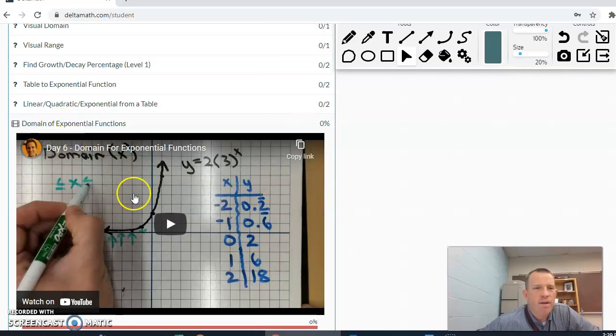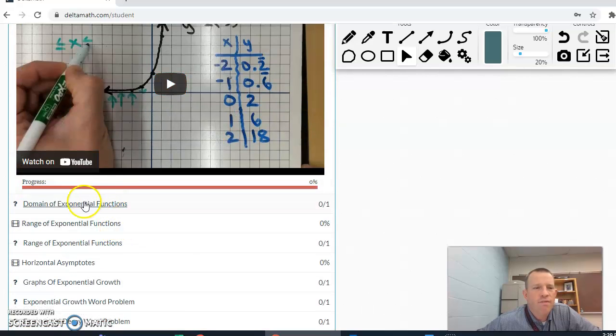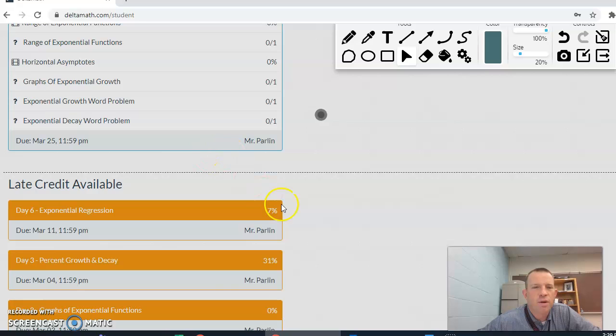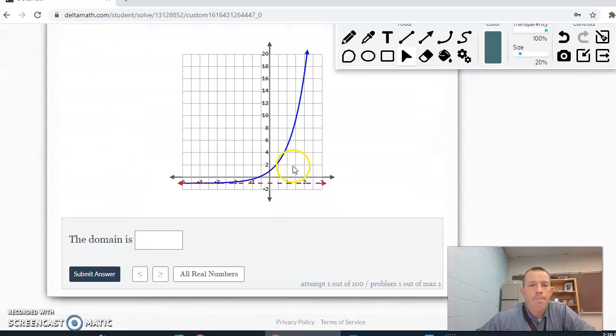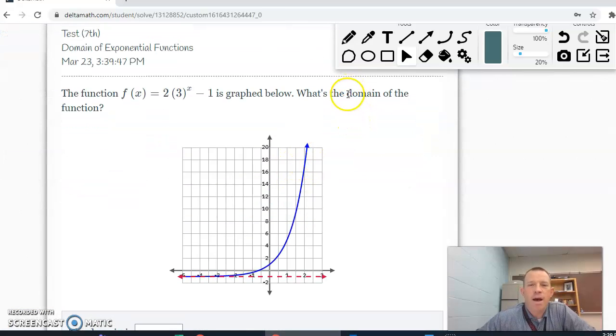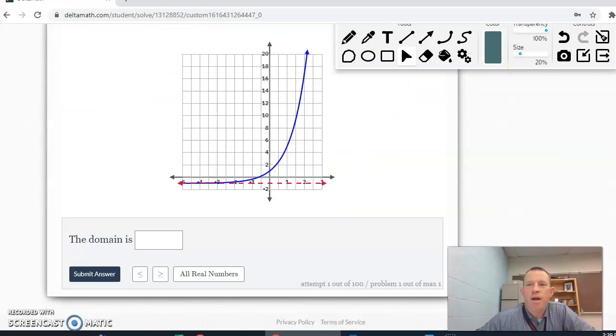So here's the domain of exponential functions. Well, that's a video for you to watch. Let's take a look at this question. All right, so if it's asking about the domain, remember that we're talking about the x-axis. You have to remember that part of domain. So the domain is everything on the x-axis, okay?